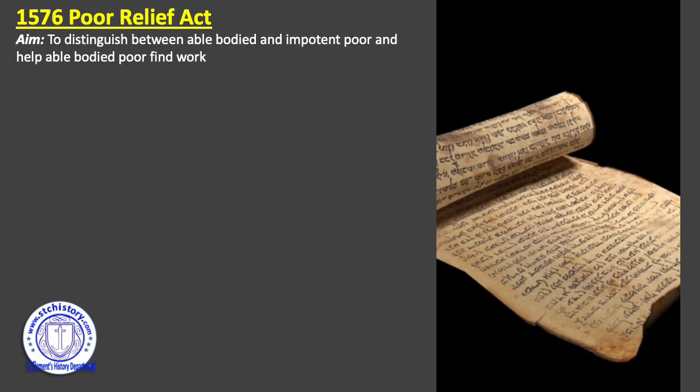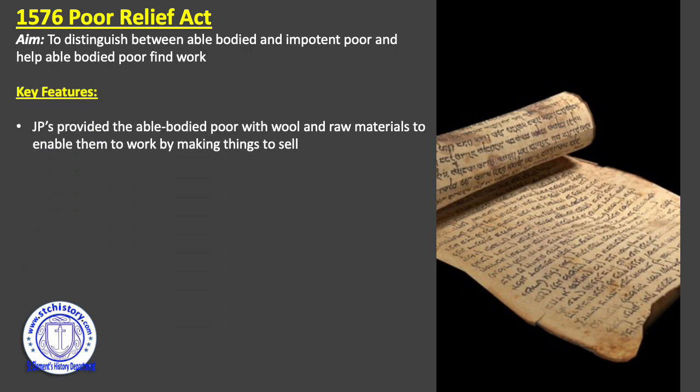All right, so then the final law that she passes in 1576 is the Poor Relief Act. And this was a law that would legally distinguish the able-bodied and the impotent poor and would help the able-bodied poor find work. So just formalising a little bit the Vagabond Act from previously. So the key features of the Poor Relief Act are dead simple. The JPs will provide work for the poor.